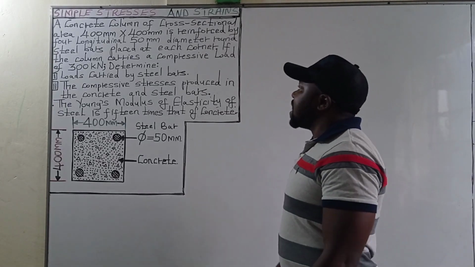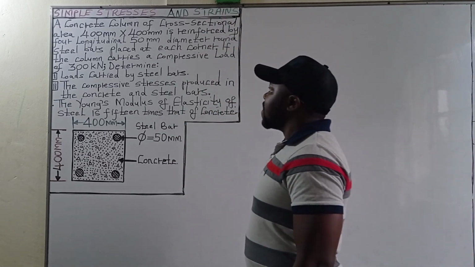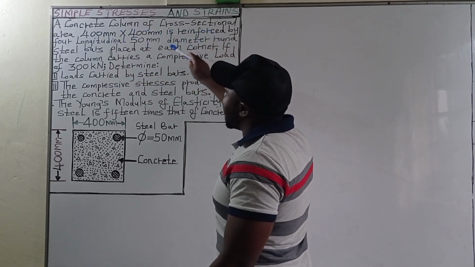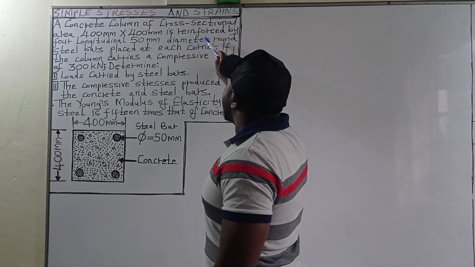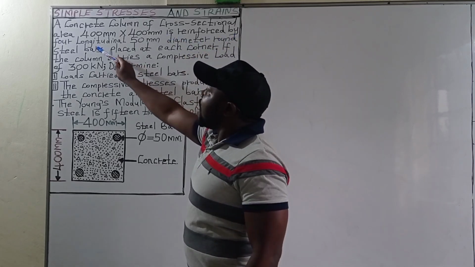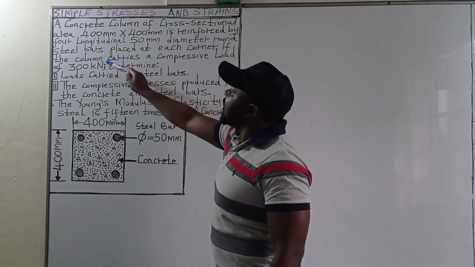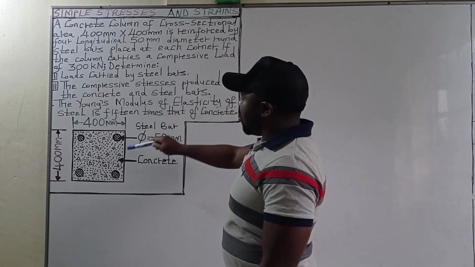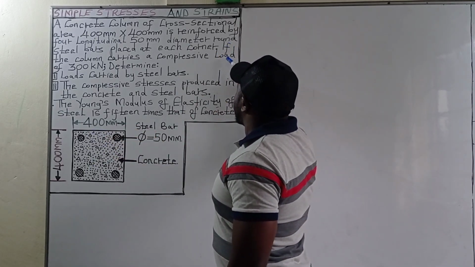We are still analyzing simple stresses and strains. And we got this question that says this: a concrete column of cross-sectional area 400 by 400 millimeters is reinforced by 4 longitudinal 50 millimeters diameter round steel bars placed at each corner of the column cross section.